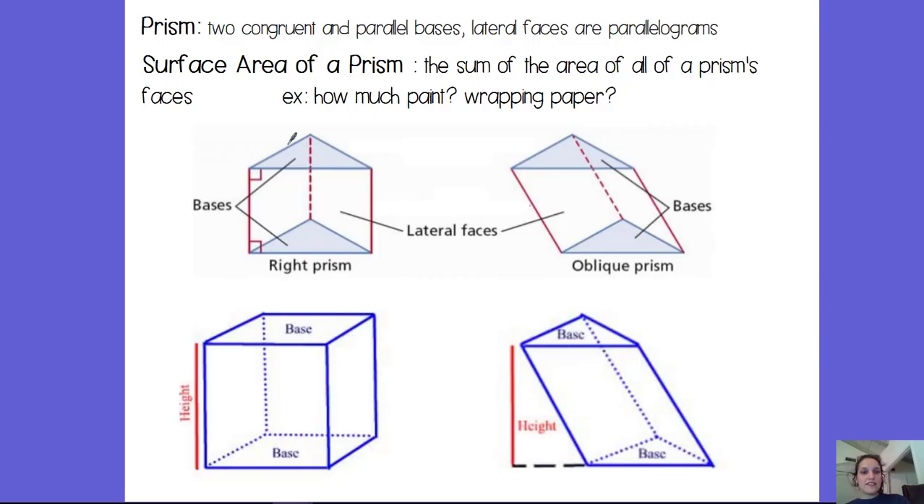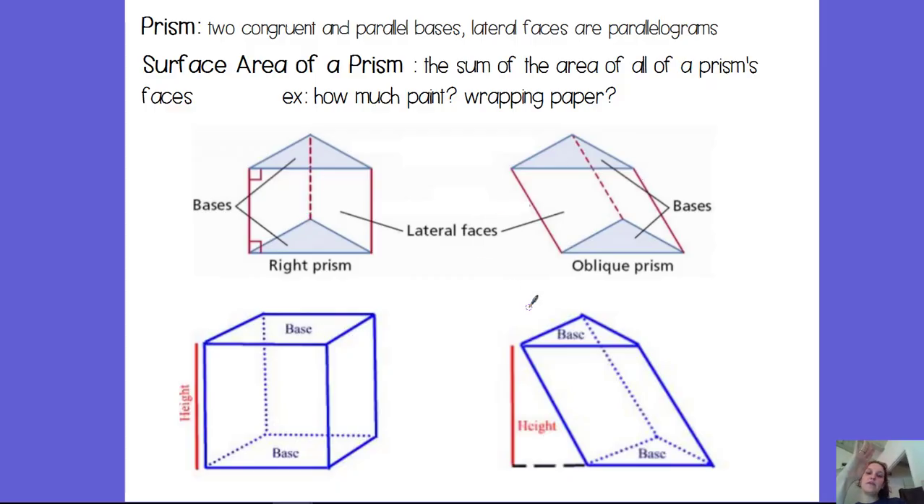So if you look at this example, this is a right prism, which means that it's straight up and down. The bases are these two triangles. They're parallel and they're congruent, so it's one triangle on top, one triangle on bottom. And those two bases are connected by those lateral faces. So this parallelogram right here, which is really a rectangle, is a lateral face. So there are three lateral faces that connect those two triangular bases.